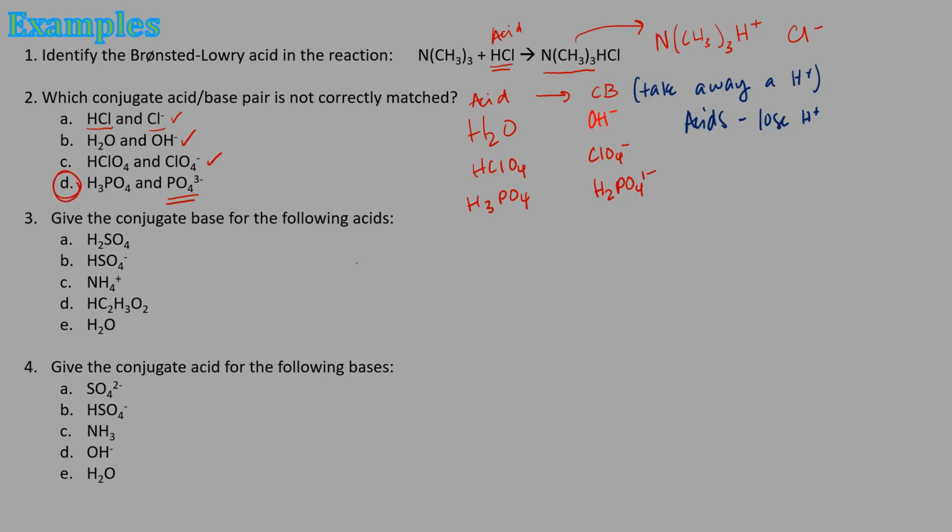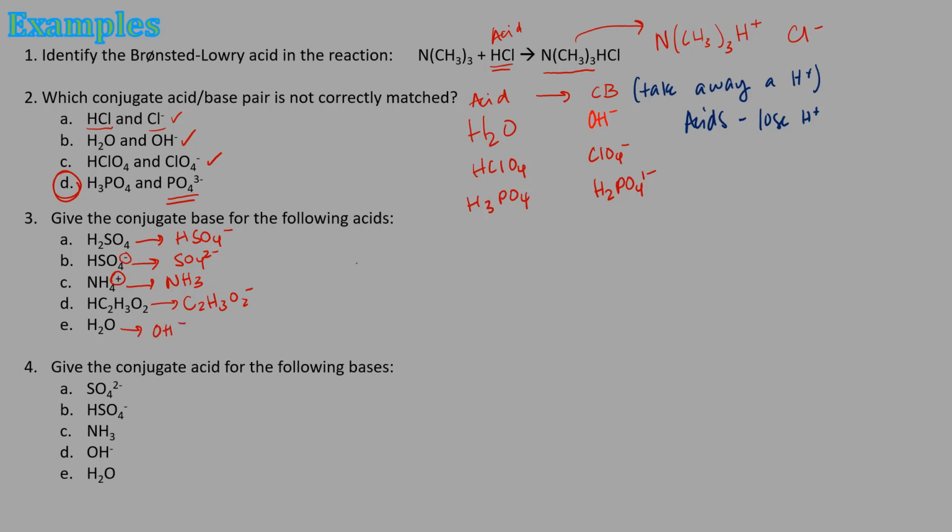All right, give the conjugate base for the following acids. So if we're going to take an H off of this one, it's going to be HSO4 negative. If we're going to take an H off this one, it's going to be SO4 2 negative, right? Because it's losing a positive, so that 1 negative charge right here becomes 2 negatives. Okay, and this one's positively charged, and we're going to lose an H plus, so that becomes NH3. Here we're going to lose an H, so it becomes C2H3O2 negative. And here we're going to lose an H, so it becomes OH negative.